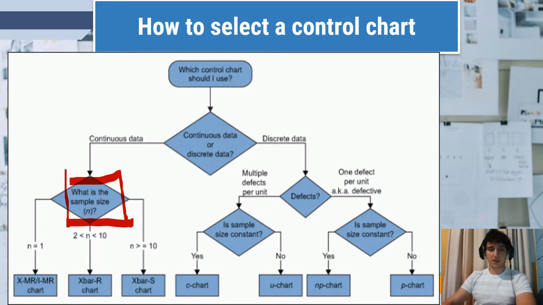Okay, so on the other side, we have the discrete data ones. Here we take a look at defects. If there are multiple defects per unit, so for example, a toy, we are looking if the right arm is placed properly, if the head is placed properly, if the unit is painted properly, we use one of these charts. If the sample size is constant, we use the C chart, and if the sample size is not constant, we use the U chart. Okay, so if there's only one defect per unit, we use either the NP chart if the sample size is constant, or the P chart if the sample size is not constant.